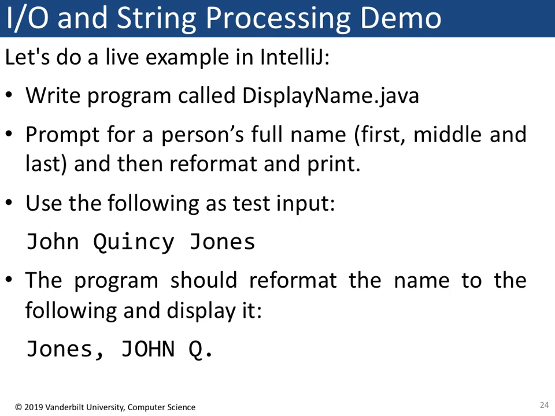At this point, we're going to work through a live example in IntelliJ. So we will prompt for a user's full name, first, middle, and last, then reformat and print it. As an example, if someone typed in John Quincy Jones, the program should reformat that to John Q. Jones. Follow along with this example. Work through it on your own machine as well. This will help you to get used to IntelliJ and just ensure that you are understanding everything that has been presented in this lecture.